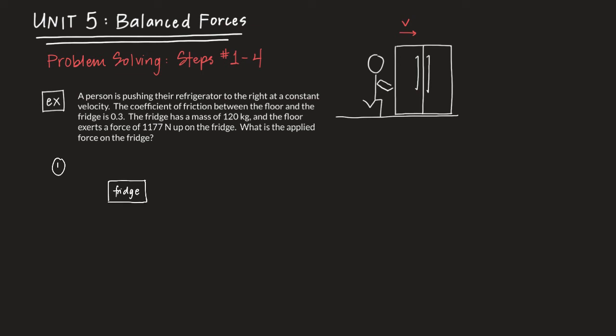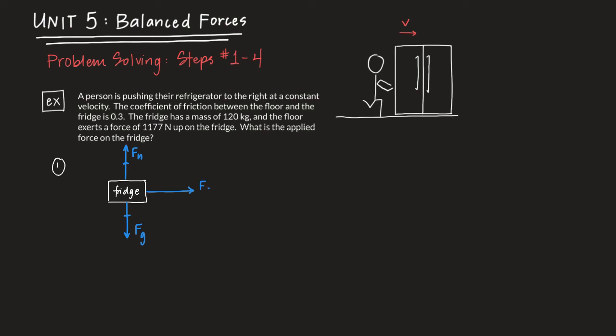So, step 1, drawing my free body diagram for my fridge. It is being pushed on. It is the object in question. My fridge is on Earth, which means that there must be a force of gravity that pulls down on it. The fridge is resting on a surface. It's resting on the ground, so there must be a normal force that is pushing up on it. And we know still that those forces are equal and opposite. Next up, we have an applied force.